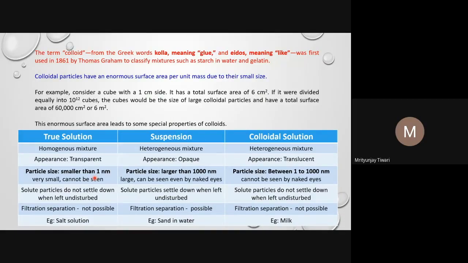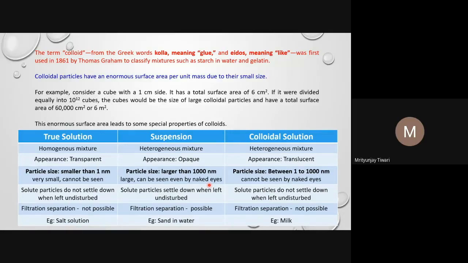The particle size is much smaller than 1 nanometer, and so the particles cannot be seen. But in a suspension, the particle size is larger than 1000 nanometers, so the particles are very large, and they can be seen even by the naked eye or through a magnifying glass.